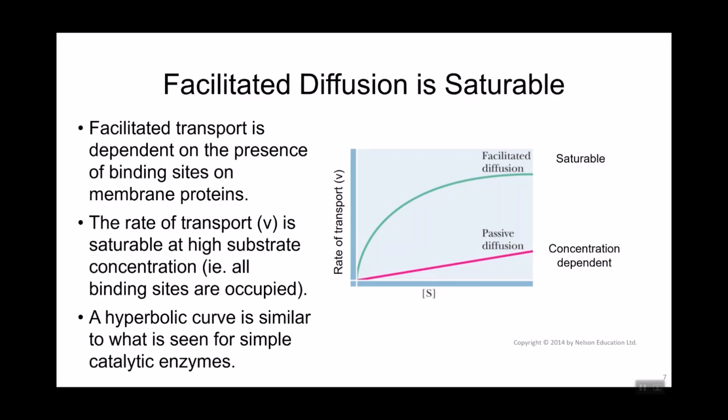We see that it is a hyperbolic curve, so when you get to a point where we're adding more substrate, the transport rate remains the same, and we're going to see that this is similar to what you would see for a simple enzyme catalyzed reaction. If you think about what's going on, there are interactions occurring between the molecule and the protein. So if all the spots are filled up, the protein can't function any faster.